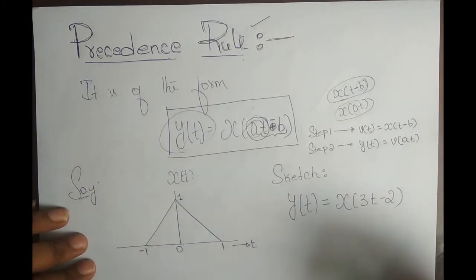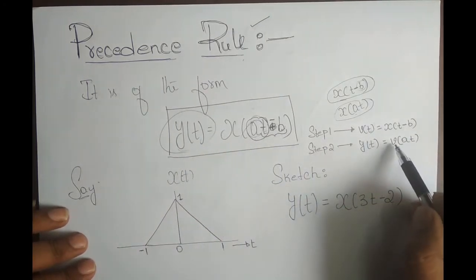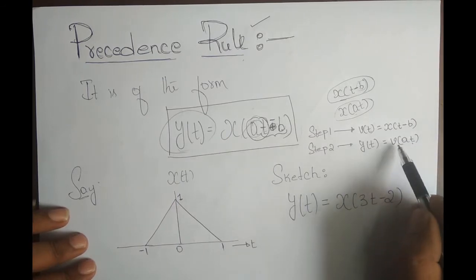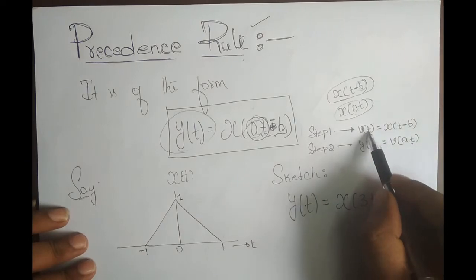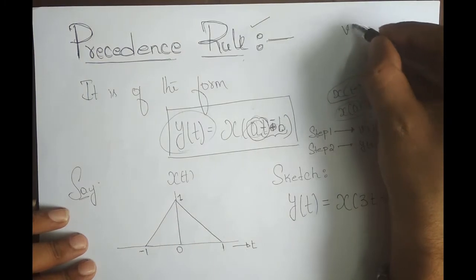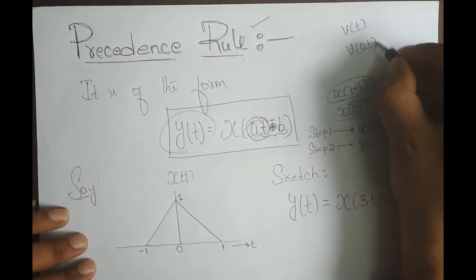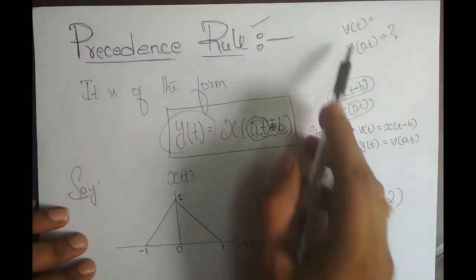Now you might ask me, sir, what we needed was x of at minus b, and what you have sketched is v of at, and you are calling it as y of t. Whether this v of at is equal to x of at minus b? Yes or no? Shall we check it? Now, if I know v of t, how do I get v of a into t?